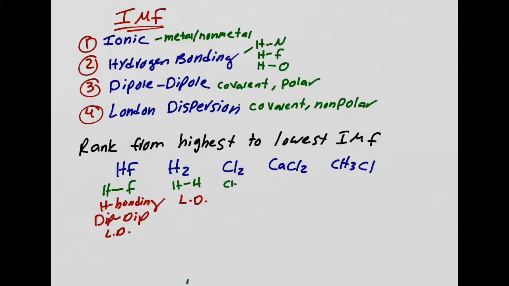All right, next one. Cl2. Okay, not ionic, no hydrogen bonding. Two nonmetals together, but is it polar or is it non-polar? It is non-polar, right? They have the same EN value, so it's non-polar. So if it's non-polar covalent, the only thing it has is London dispersion.